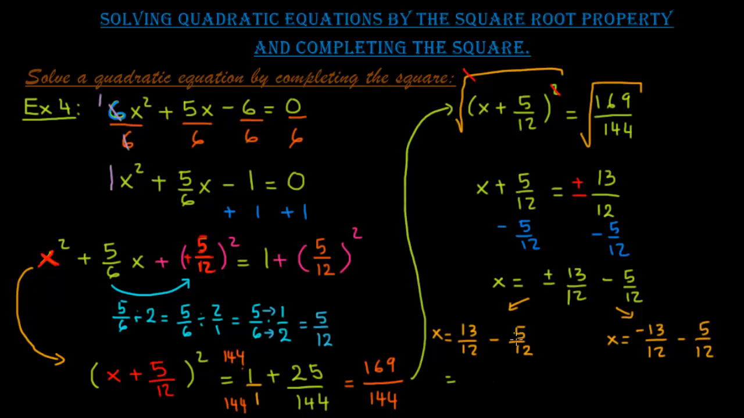13 minus 5 will give me 8 over 12. Okay, and with 8 over 12 I can reduce by 4, which gives me 2 over 3. So 2 over 3 is the first solution. On this side we will have negative 18 over 12. If I reduce this by 6, we will have negative 3 over 2 as my second solution. So the solution for example 4 is 2/3 and negative 3 over 2.